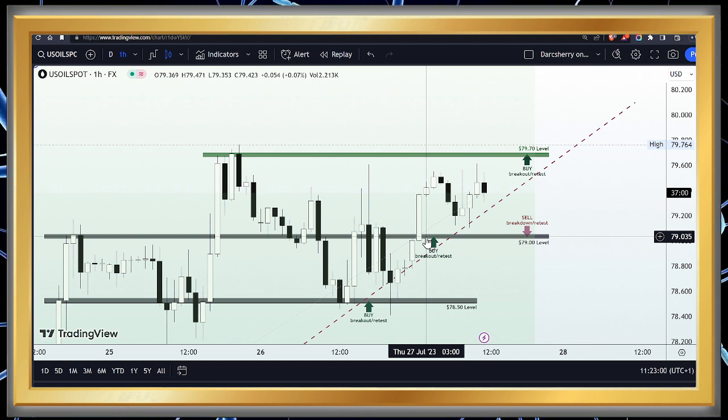We also want to keep tabs with the sellers too as well. Now, what is it that is going to happen in this market that will make us want to start considering selling and negating the idea to buy the US Oil Spot?